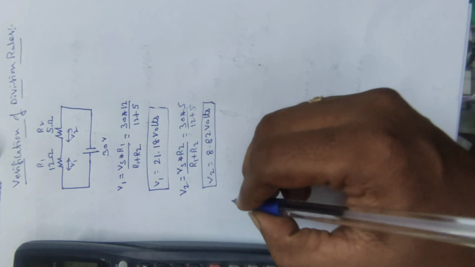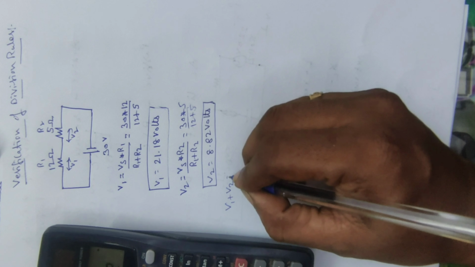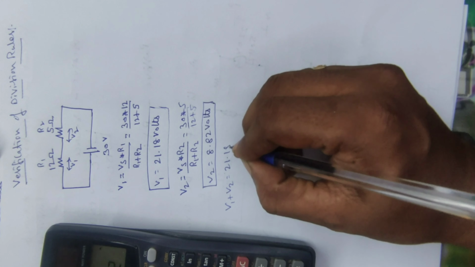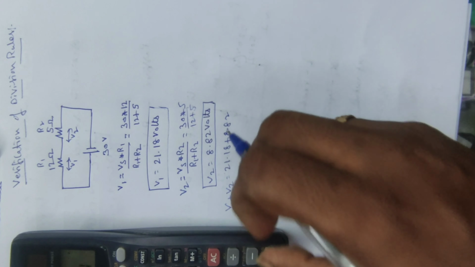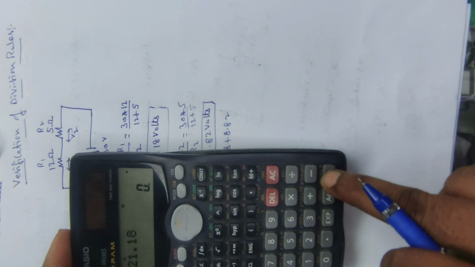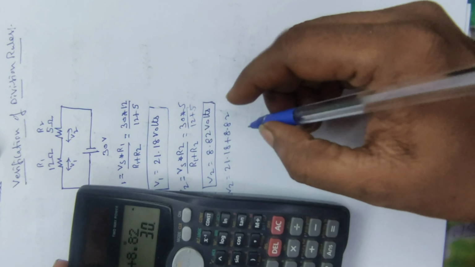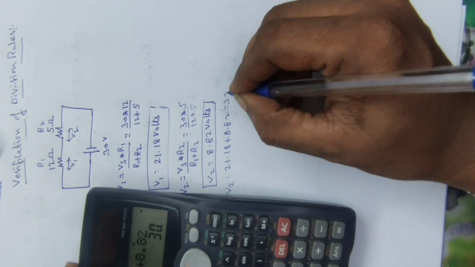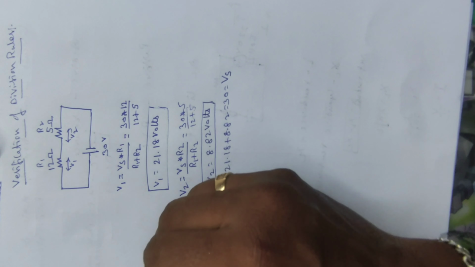Now if we add V1 plus V2, 21.18 plus 8.82 will give exactly 30, since 30 is the source voltage Vs. Hence it is verified.